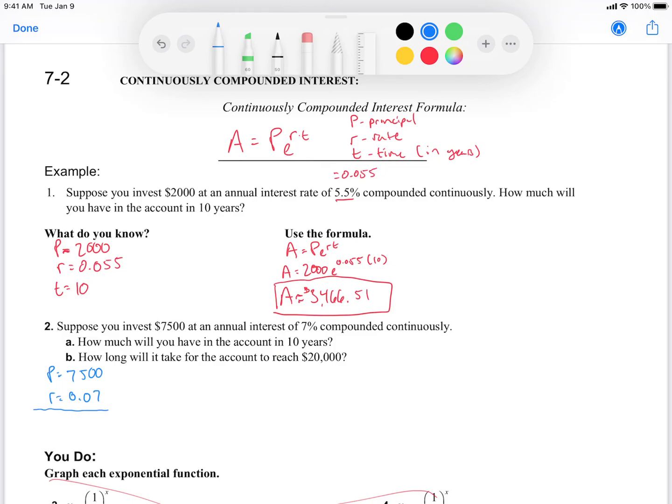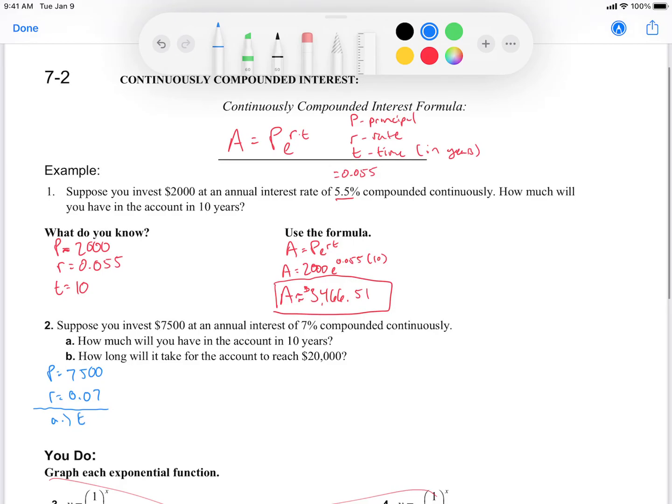Okay. So for part A, I know my t. We want to know what happens if I leave it in there for 10 years. So again, since it's compounded continuously, using A is equal to P times e to the rt gives me A is equal to 7,500 times e to the 0.07 times 10.